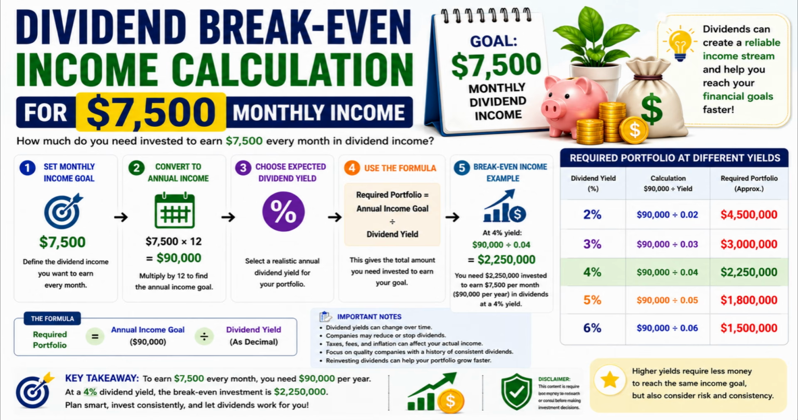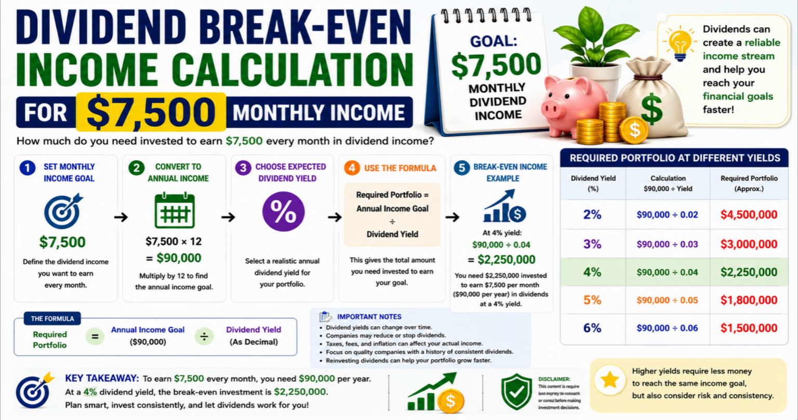After that, we choose an expected dividend yield. Dividend yield shows how much income an investment may generate each year compared to the amount invested. For example, a 4% dividend yield means the portfolio may produce 4% of its value as annual dividend income.